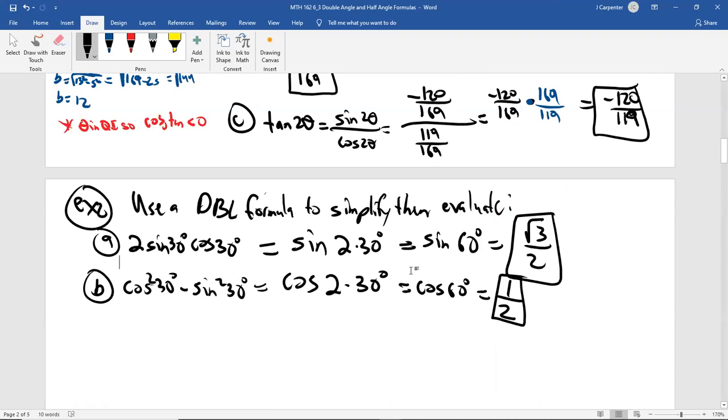So once again, I could have certainly just done cosine of 30 degrees, which would be square root of 3 over 2, and then square it to get 3 over 4. And then I could do the sine of 30 degrees, which is a half, and then square it, which is a fourth. And then you do 3/4 minus 1/4, which is 2/4, which is a half. It works, it's just more arithmetic.